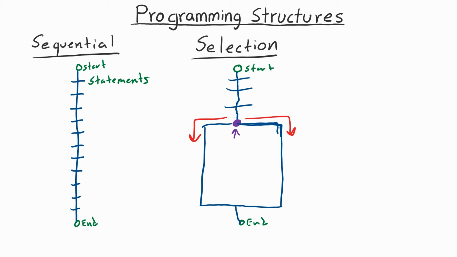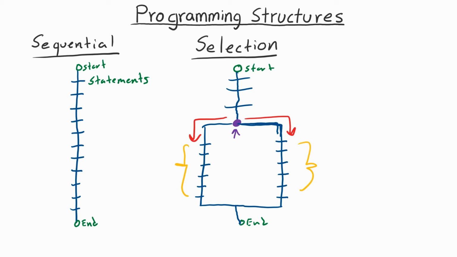So in here, we have a decision. We make it, and depending on that decision, we follow another path. And within each path, we also have a sequence of statements that get executed. So if we take the right path, we do these statements. And if we take the left path, we do these statements.